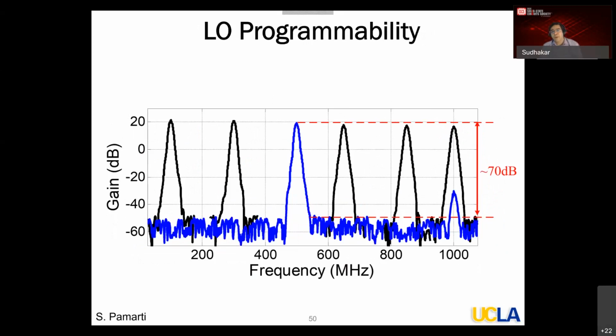Here is LO programmability. Because the filter shape is kind of independent of the LO, we just kept the filter and changed the LO, and you see different responses all overlaid on top of each other. In this case, we were able to show about 70 dB of attenuation.